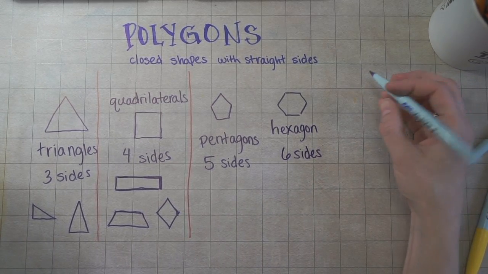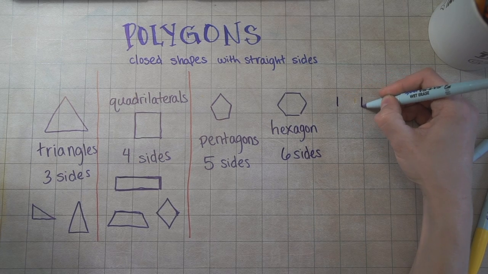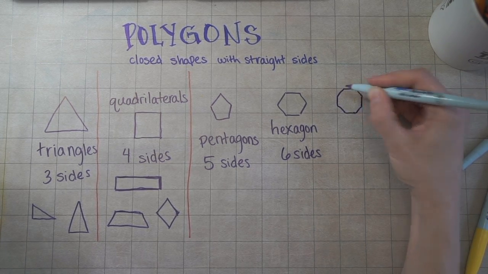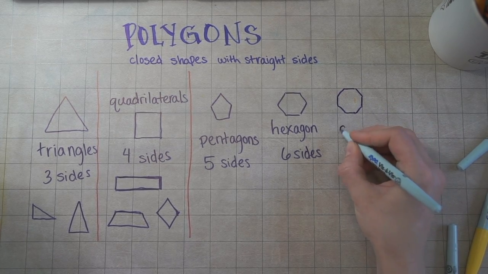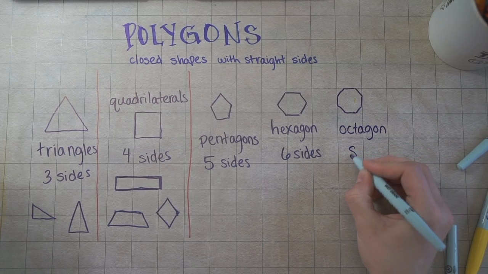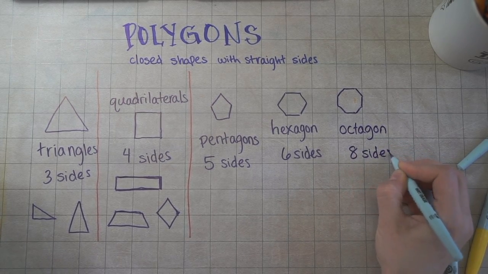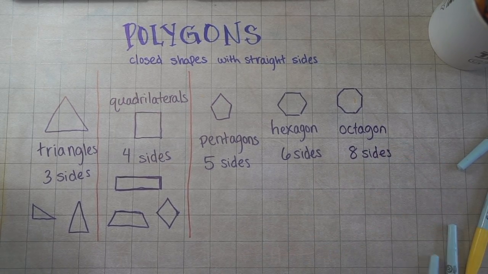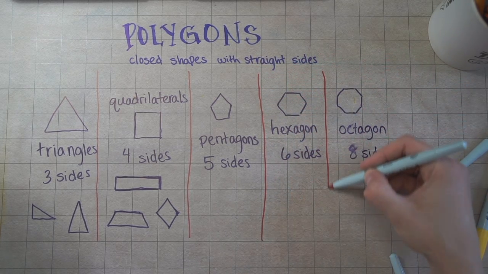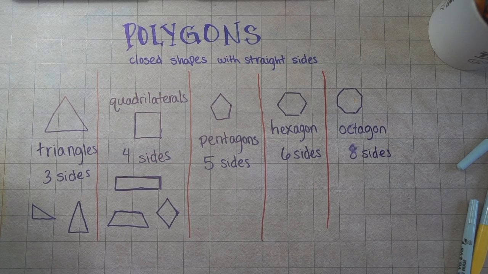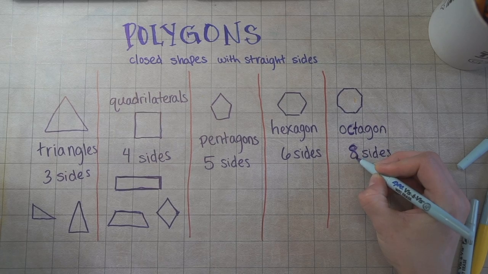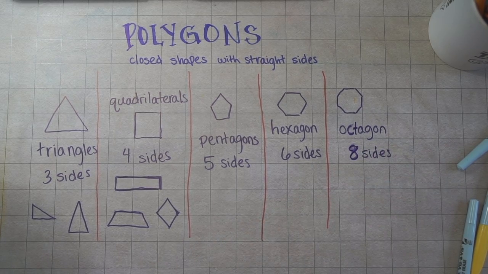And the octagons, like a stop sign, with 8 sides. Octagon, 8 sides. If you have trouble remembering which are which, you can look at the parts of the word.